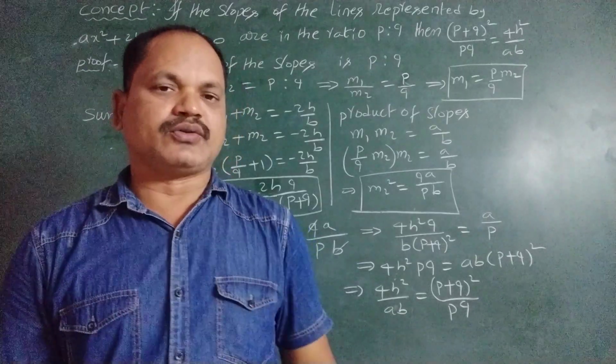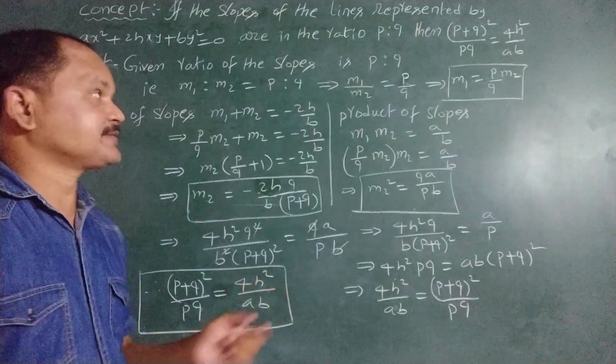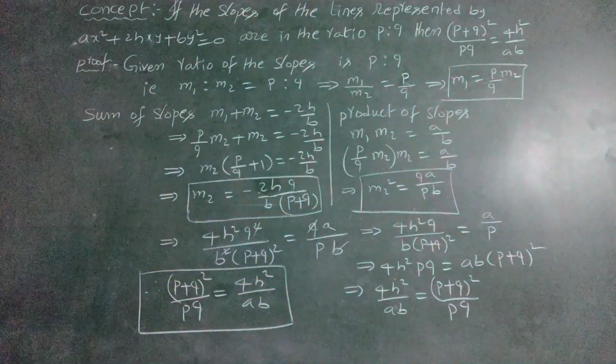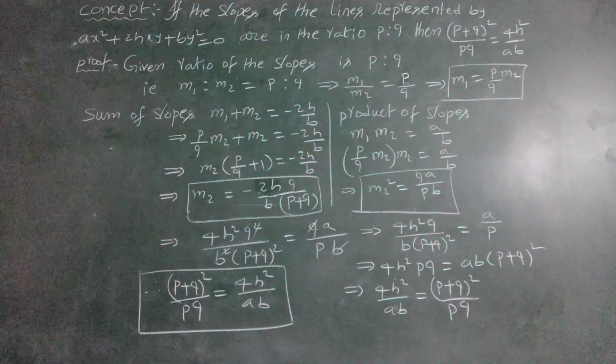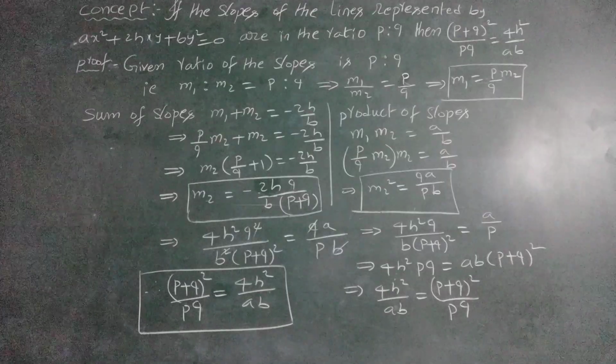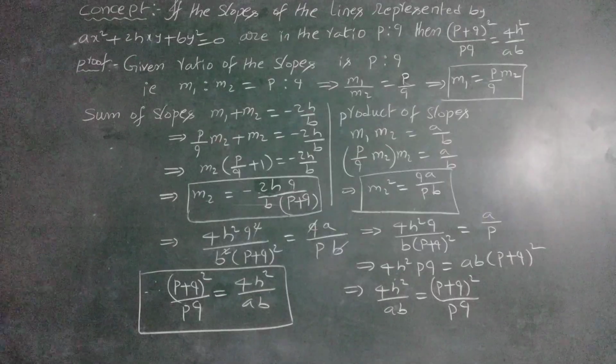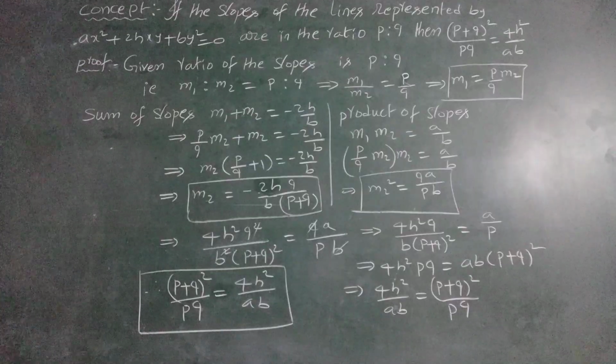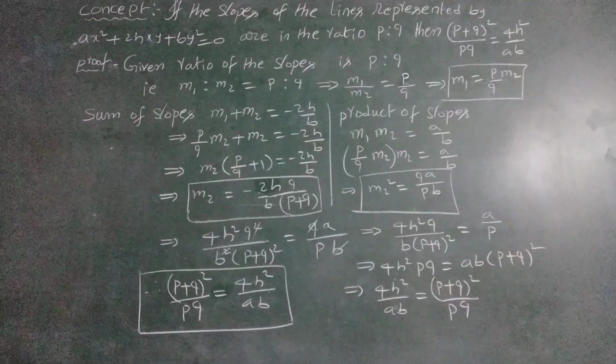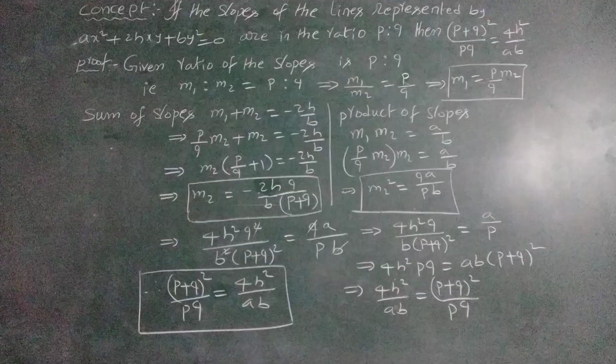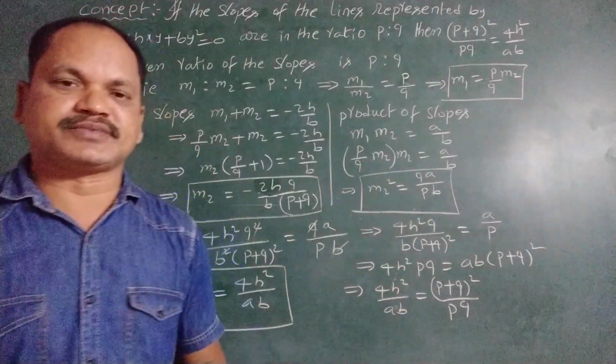Now, the other concept: if the slopes of the lines represented by ax square plus 2hxy plus by square is equal to 0 are in the ratio p is to q, then (p plus q) whole square by pq is equal to 4h square by ab. That's it. So this is the concept.